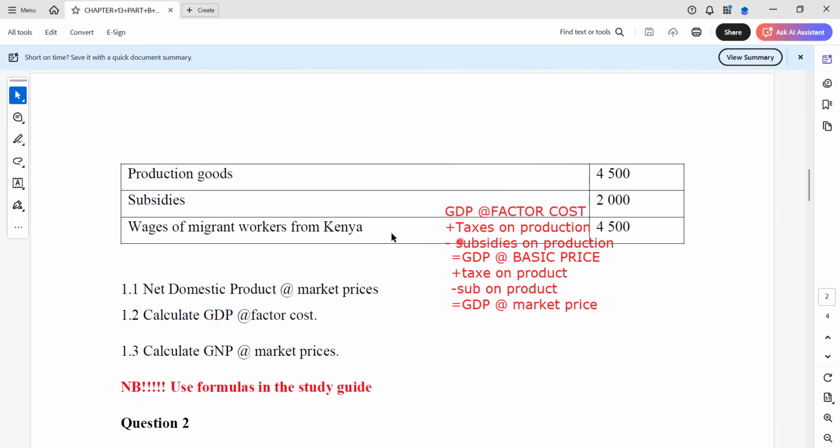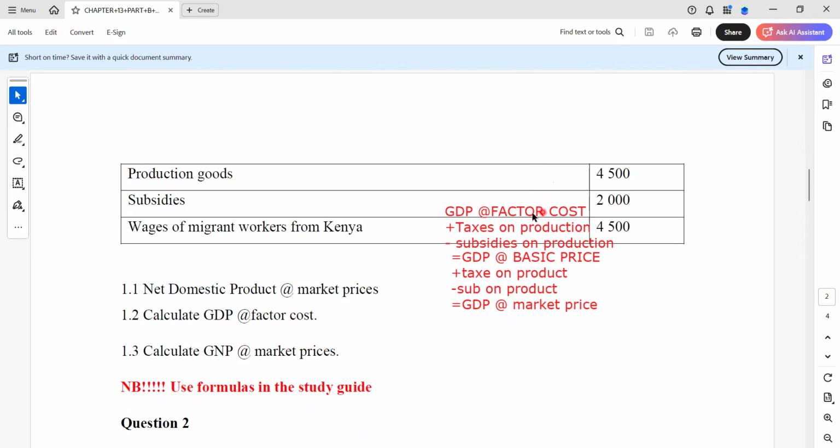So here we're just given the subsidies, they didn't tell us if it's subsidies on production or on products. But whether it was subsidies on production or subsidies on product, we're still going to add them if we're going back to find the GDP at factor cost, right?